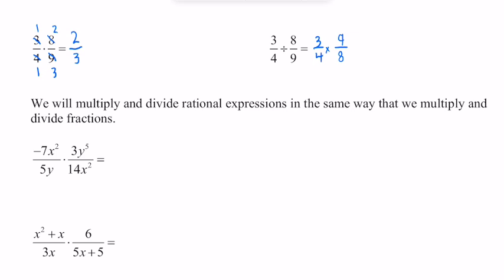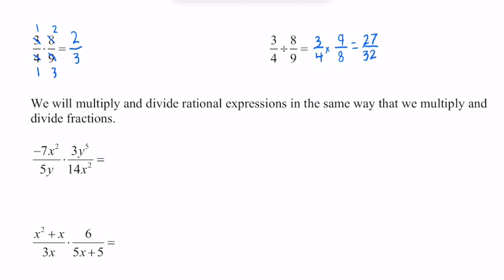In this case, we don't have any common factors in the numerator and denominator. We just multiply the numerators. 3 times 9 would be 27. In the denominator, 4 times 8 would be 32. And that would be the answer in lowest terms. Let's take a look at our next problem.